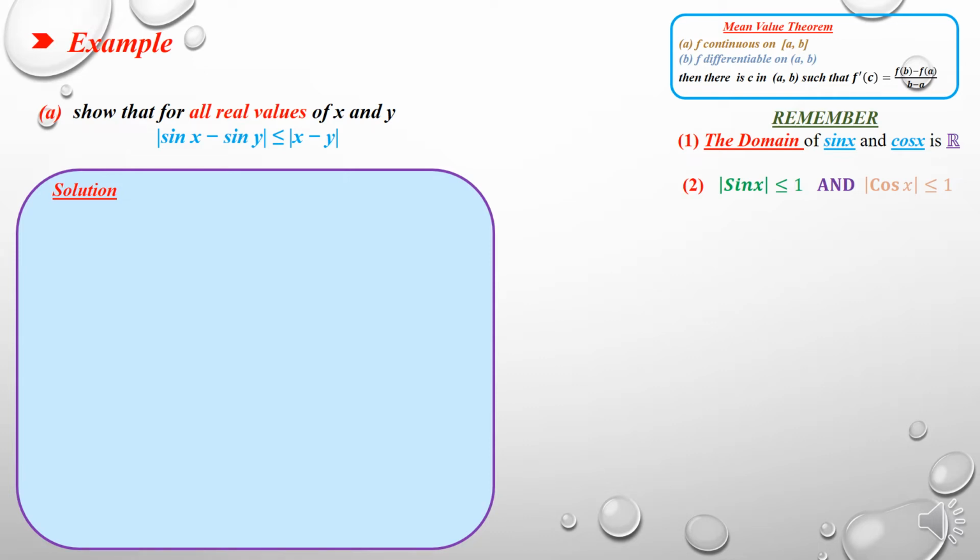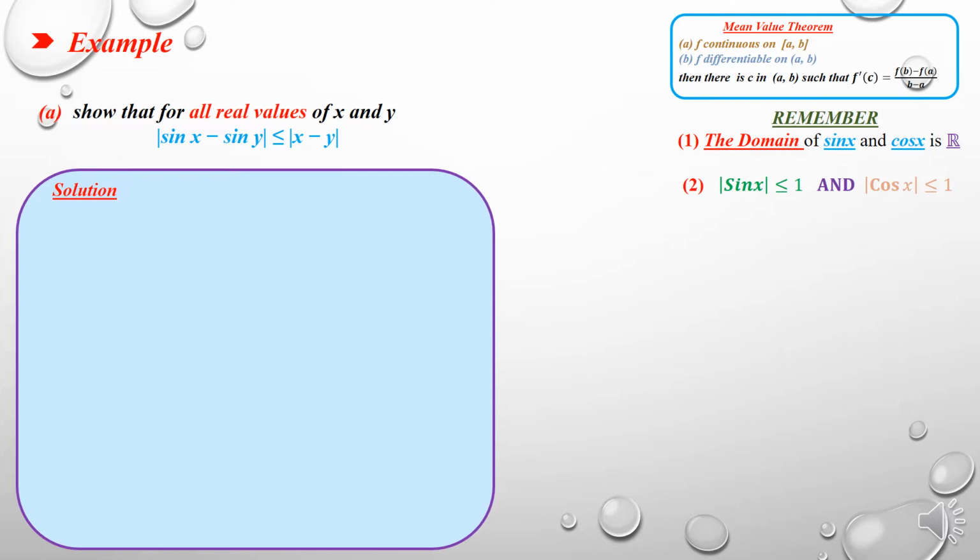Hi everyone, in this video we have two inequalities we want to prove using the mean value theorem. So in part A you have to show that for all real values of x and y, the absolute value of sine x minus sine y is less than or equal to the absolute value of x minus y. So first you have to create a function of x and create an interval.